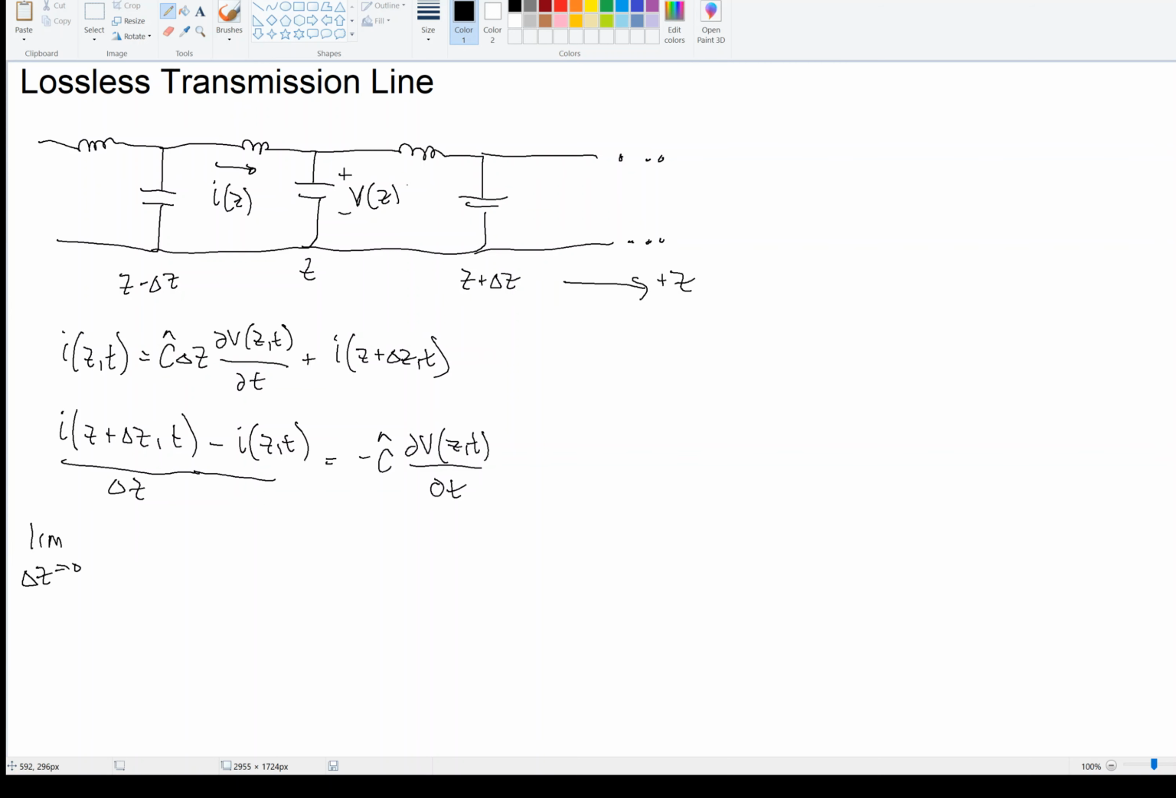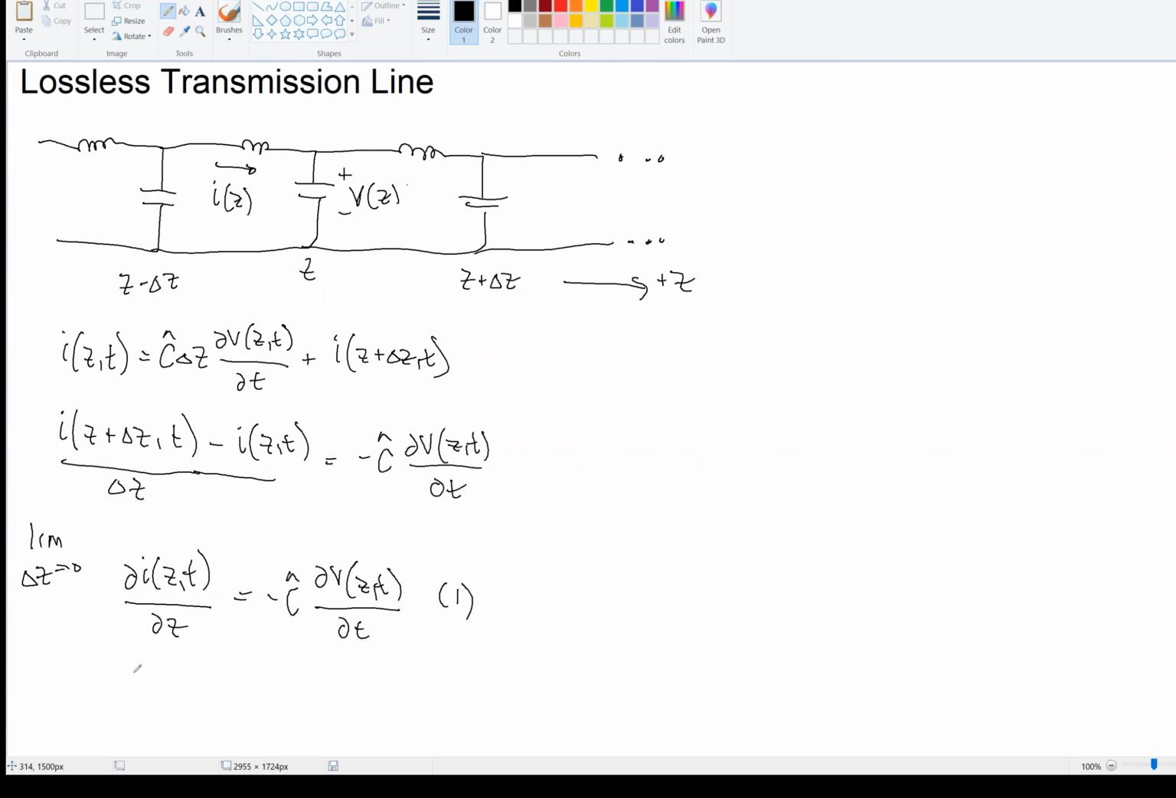So we're going to take the limit as delta z goes to 0, and you know from calculus that when the difference goes to 0, you get a derivative. So this is a partial because we're taking the limit as z goes to 0, not t. A partial with respect to z is equal to this thing here. So this is telling us that the spatial derivative of I is related to the time derivative of v with this negative c hat. We're going to call that equation 1.